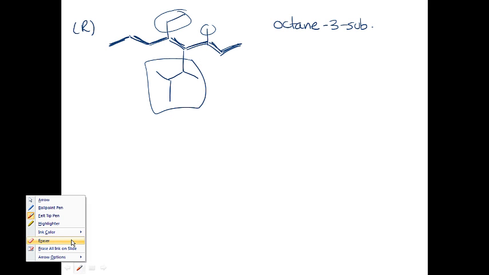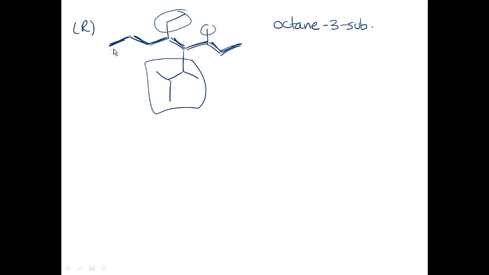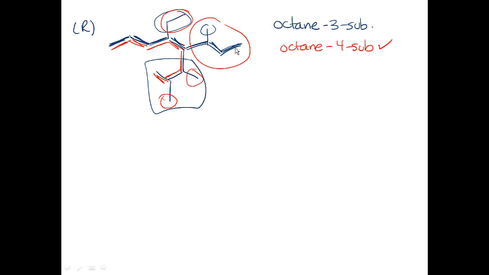Okay, let's go to red, and let's find the other chain. So I'm thinking 1, 2, 3, 4, 5, 6, 7. Wait, 1, 2, 3, 4, 5, 6, 7, 8 for the red chain. And how many substituents does the red chain have? 1, 2, 3, 4 substituents. So the red chain is still an octane, but now it has 4 substituents. So that's the one I'm going to use.